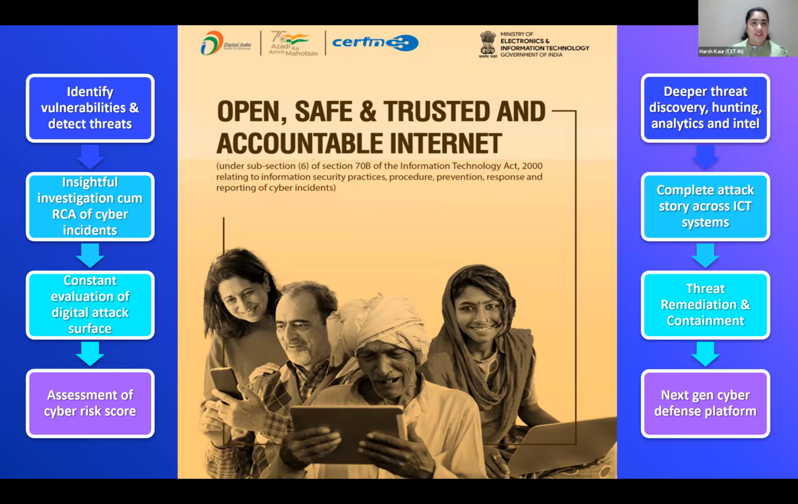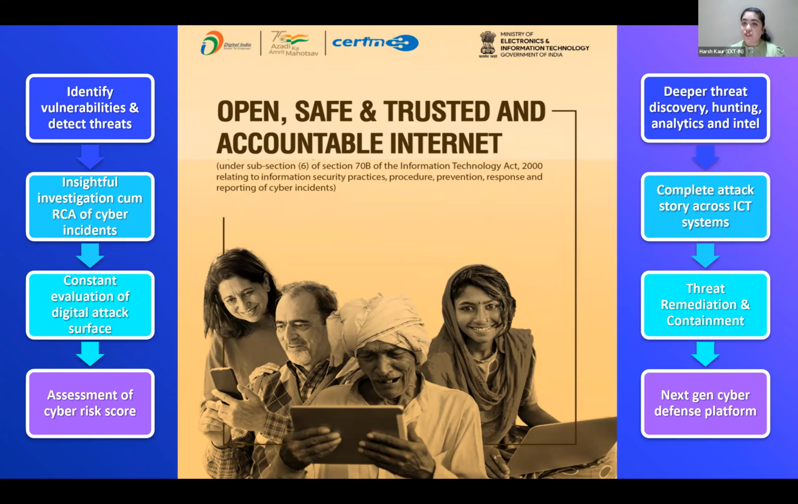Let us not forget that when we talk about the different kinds of tools we have, the kind of alerts that come up, there is always an overload. So just the manual and human touch would not suffice. Of course, it is critical, but would not suffice. At the same time, we also need to have a constant evaluation of the attack surface we have.